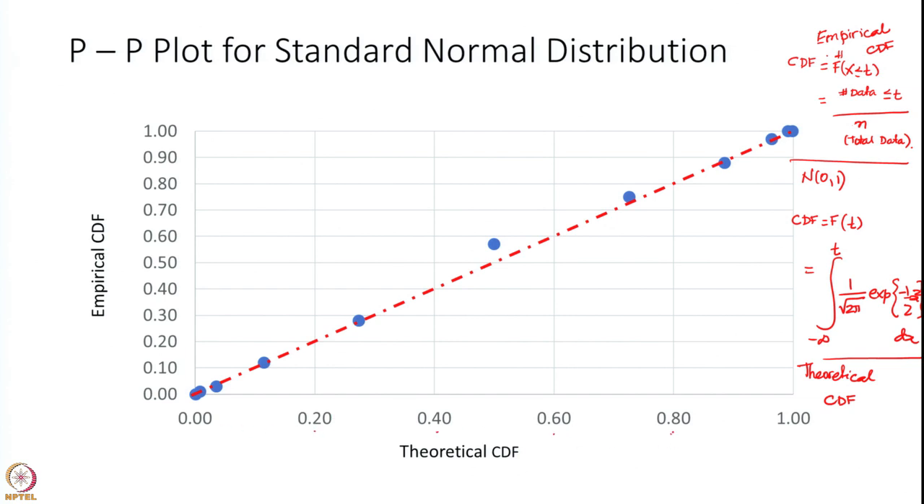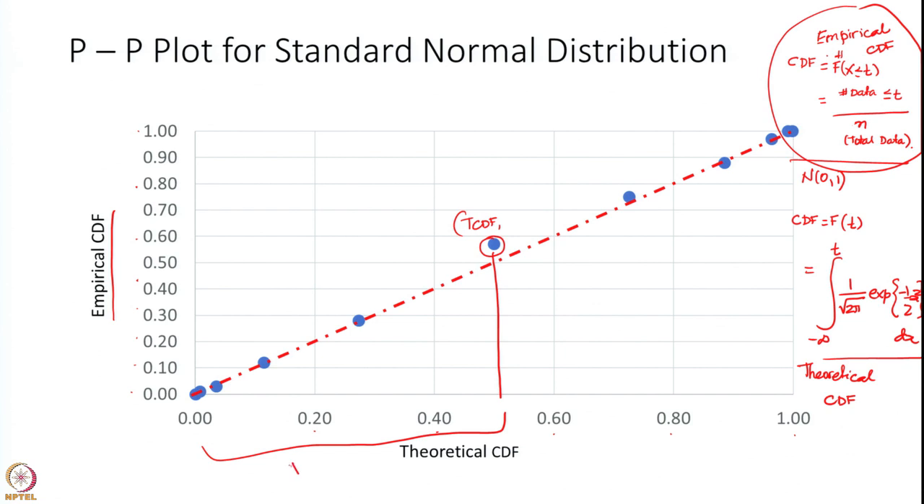This is the x-axis, which gives the theoretical CDF. This empirical CDF is plotted on the y-axis, and that is shown in here. So, if you take any typical value here, this is your theoretical CDF value, and this is your empirical CDF value. So, this is how all these points are plotted.